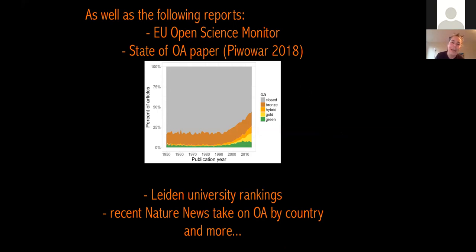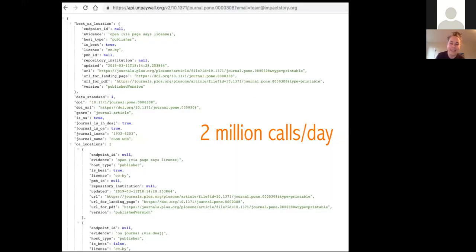Anyway, here's our open API. You can see, you'll get these slides later, I think, or I'll tweet them out. The API is really simple to use. You don't even need to register for an API key. You just need to put your email address there so we can contact you if there's any problems. You can call it 100,000 times a day. So we actually are getting about 2 million calls a day as one of the ways to get access to the data in our database.